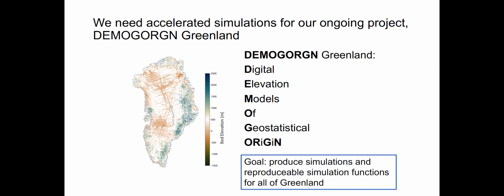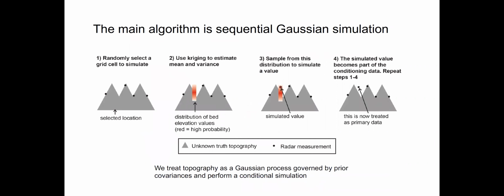But this algorithm that we use to do simulations is extremely slow. And that's because most geostatistical simulation algorithms are sequential. So we fill in one point at a time, and that's really inefficient. So if you have some unknown topography with some black dots representing measurements, to simulate a point, what you do is you estimate the probability at a given location that you want to simulate and randomly sample from that distribution to create your simulated value. And you have to repeat that process over and over for every point.